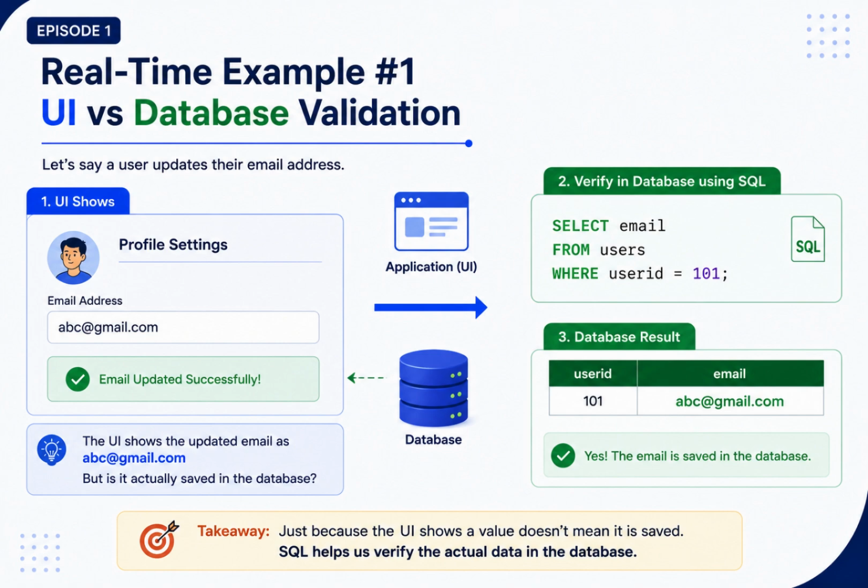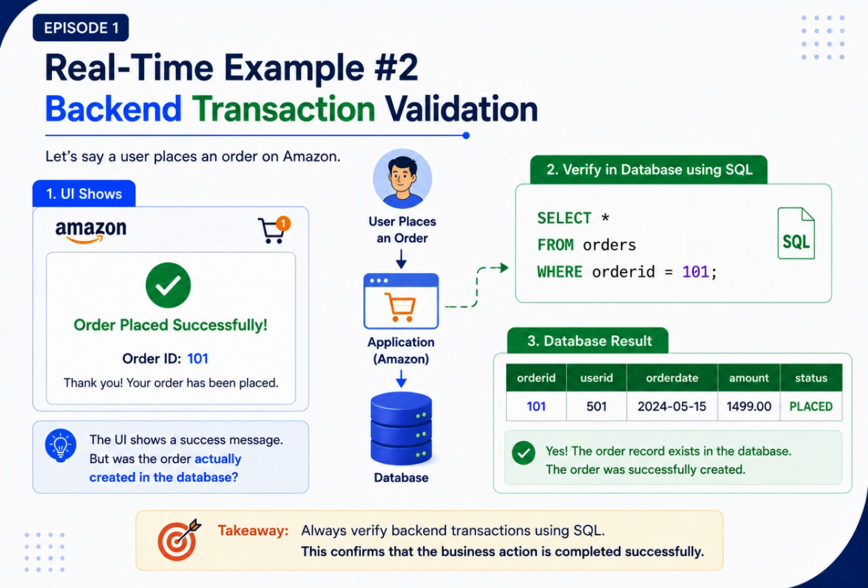Let's take another example. Imagine you are placing an order on Amazon. The application displays order placed successfully. But as a tester, we shouldn't rely only on the success message, right? We should verify whether the order was actually created in the database. Using this SQL query which is shown in the screen, you can verify this. If the record exists, it confirms that the order was successfully created in the database. This again helps answer another important question. Was the order actually created in the database?